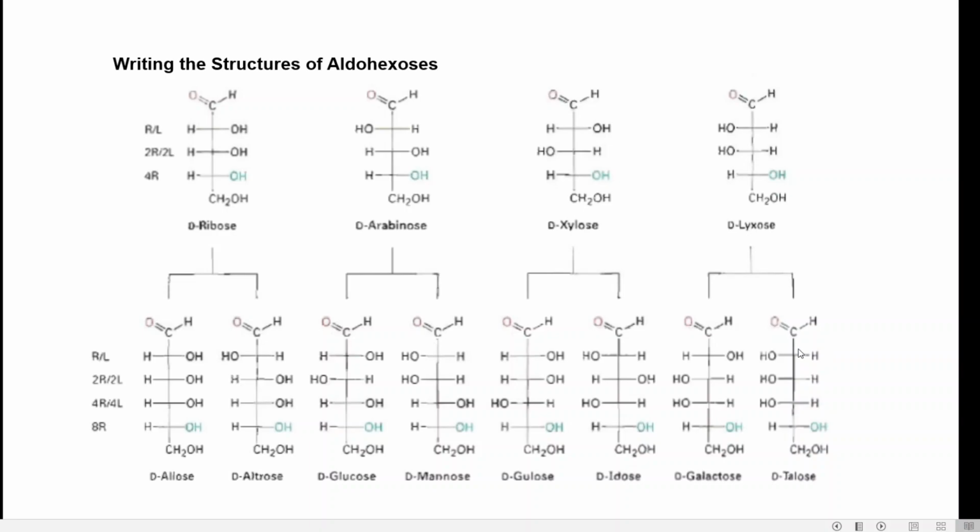Now, how to write their names or remember their names? Someone has suggested us a hint, and that is "All altruists gladly make gum in gallon tanks." Just remember this sentence. All altruists gladly make gum in gallon tanks.